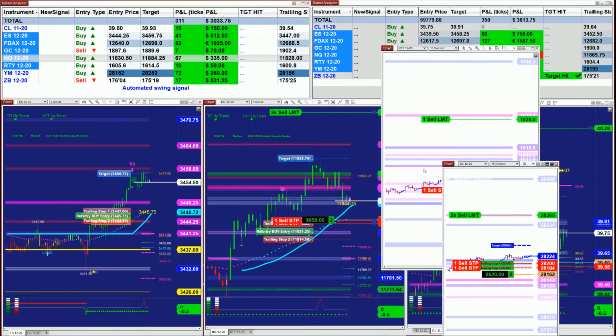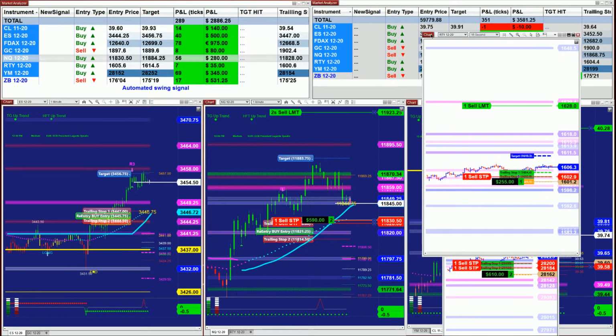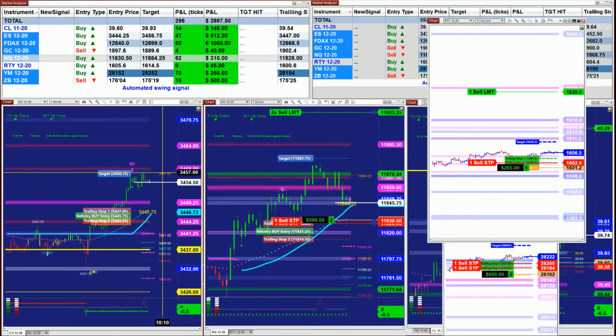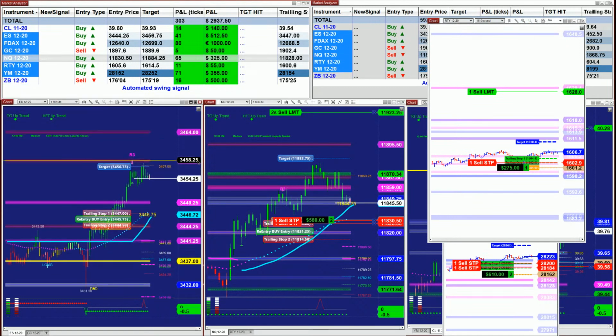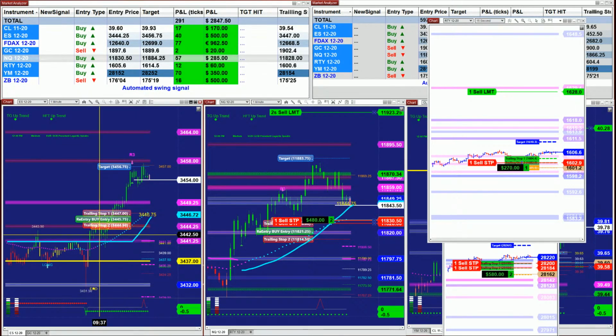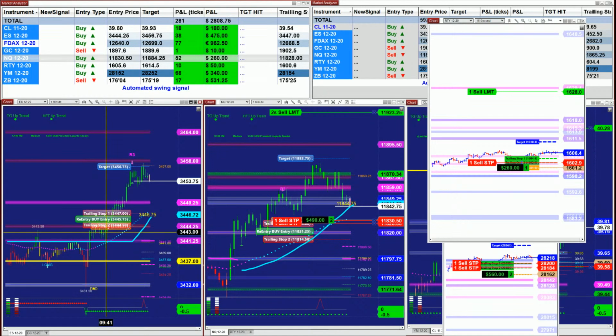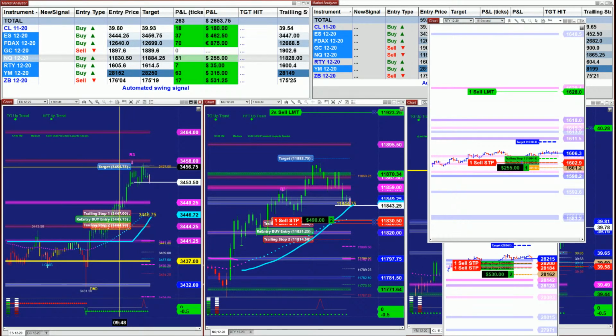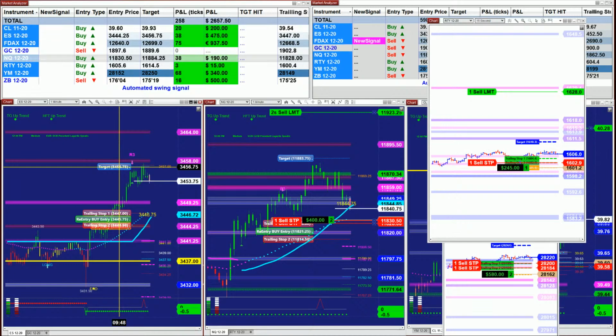Let's start with the ES to read what's going on in the market. On the ES, we had a beautiful entry, a beautiful profit, beautiful target. And then the system estimated you should exit at 34,56.75, and it was right in line.